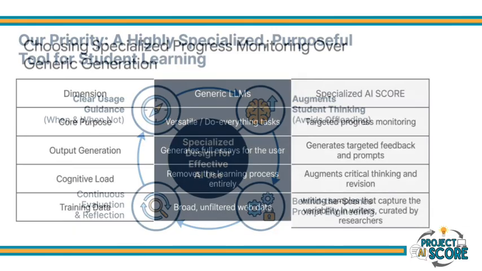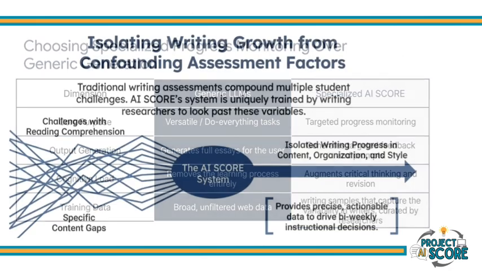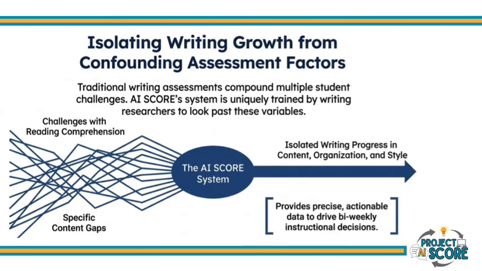Unlike many of the other AI educational tools, AI Score was intentionally created for one specific purpose: progress monitoring. Our underlying AI model has been trained by writing researchers to do an exceptionally good job at providing targeted feedback and writing scores that document growth over time. In traditional writing assessments, a student's true writing growth is often confounded and compounded by other challenges, like reading comprehension issues or struggles with specific content knowledge.